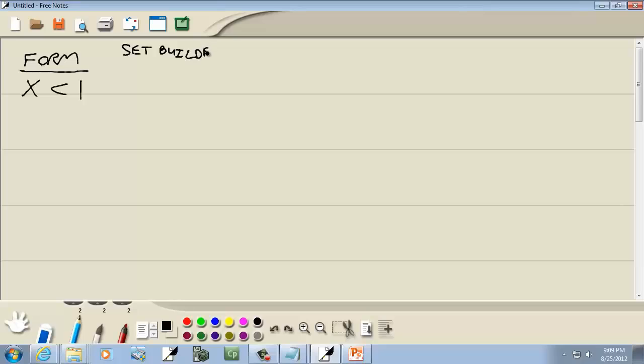is easy. Our set builder, you put curly brackets around it, you put an x, you put a vertical bar, and then whatever you came up with over there. Now how you read that is this is a set of all x values. That vertical bar is such that x is less than 1.